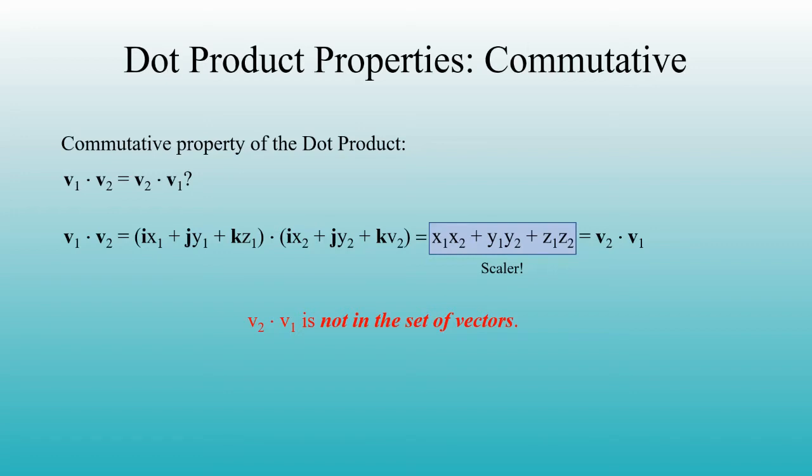We can, and we do, say that v1·v2 is commutative with v2·v1 because they yield the same mathematical quantity, even though that quantity is not a vector. So the answer is yes. Do you see how weird this is getting?